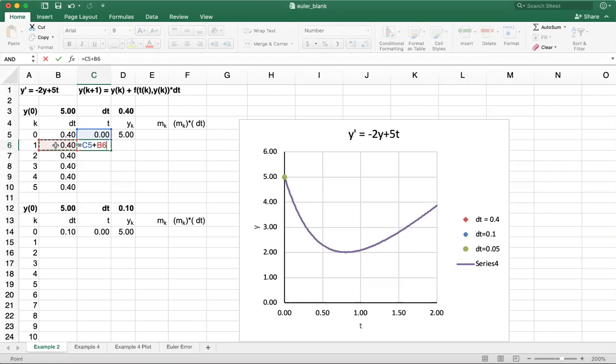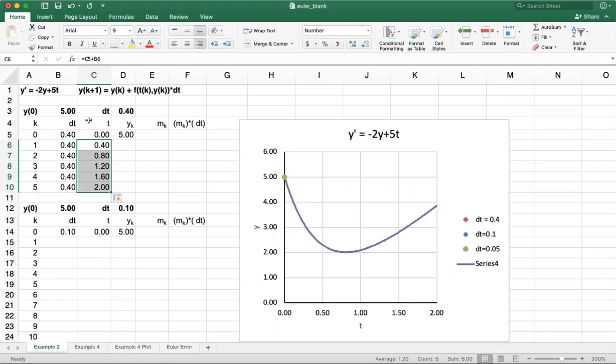The reason you do this is that Excel is going to use that formula, essentially saying the next time is always the previous time, which is located in the cell above this cell, plus delta t, which is located in the cell to the left of this cell. Then I'm going to hit enter, and also either copy and paste or drag this down. You'll see that gives me the time frame. The time starts at 0, then goes to 0.4, 0.8, 1.2, 1.6, and then 2. So that gives me the time column.